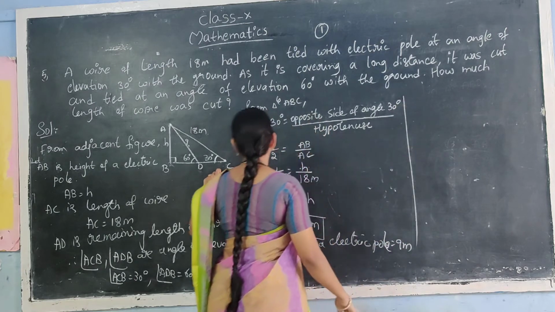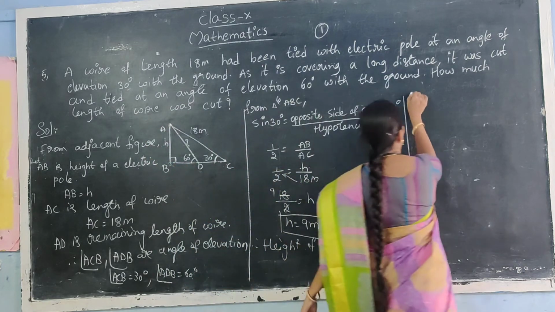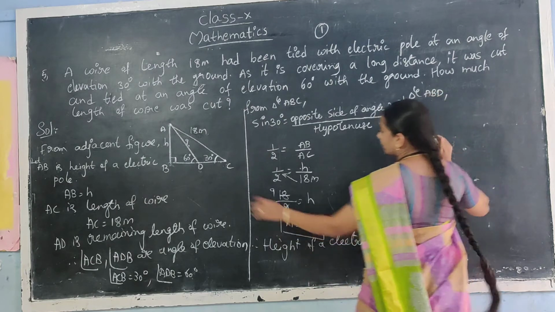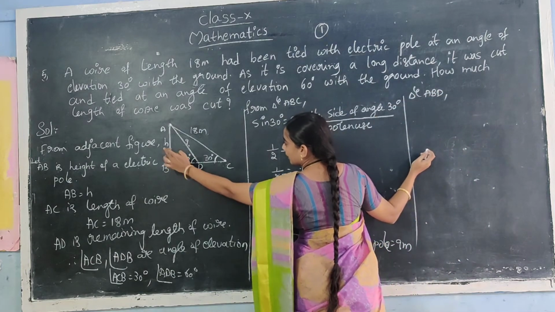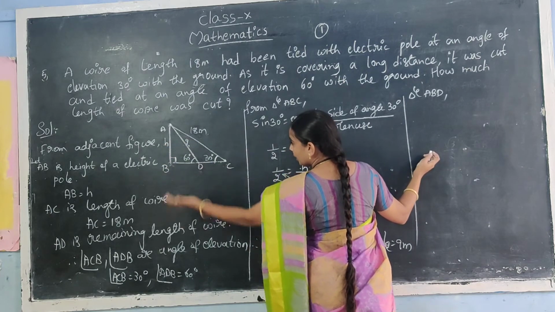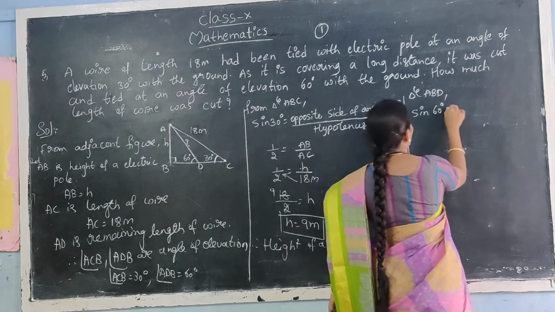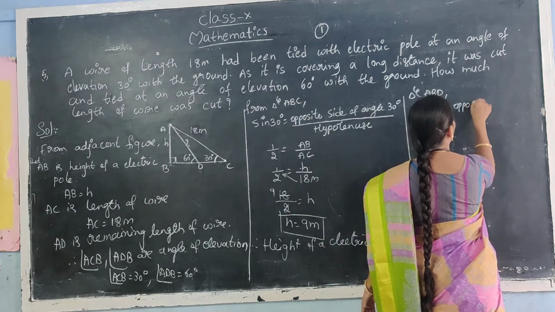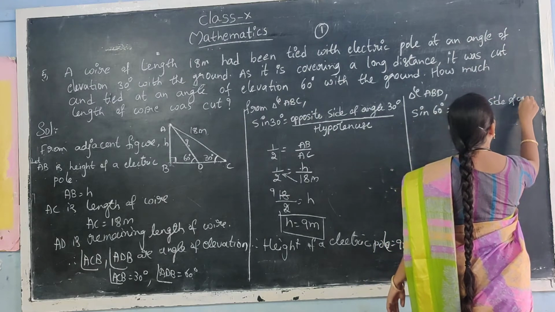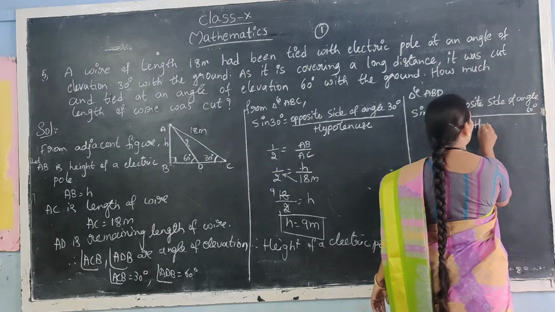Next take the small triangle, that is triangle ABD. In this triangle ABD, with respect to this angle, this is the opposite side and this is the hypotenuse. Opposite by hypotenuse is related to the same ratio, so that means sine 60 degrees. Formula: opposite side of angle 60 degrees by hypotenuse.